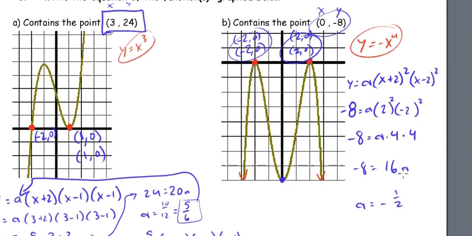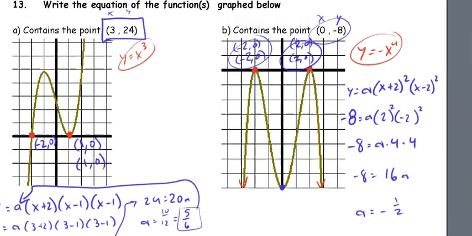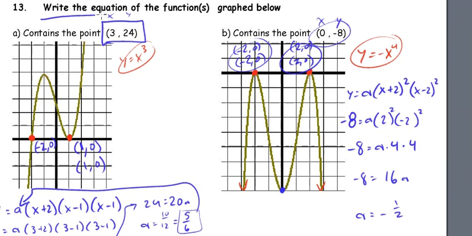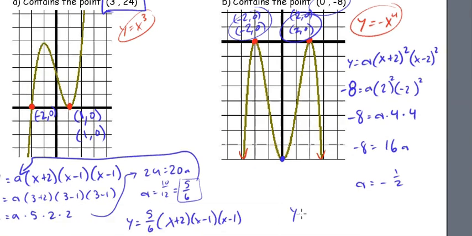Again, make sure you write out the full equation. Don't stop at a. Do write the equation of the function. Make sure you follow the directions that are given. And you'll get y equals negative 1/2 times x plus 2 squared, x minus 2 squared. All right, hope that helps.